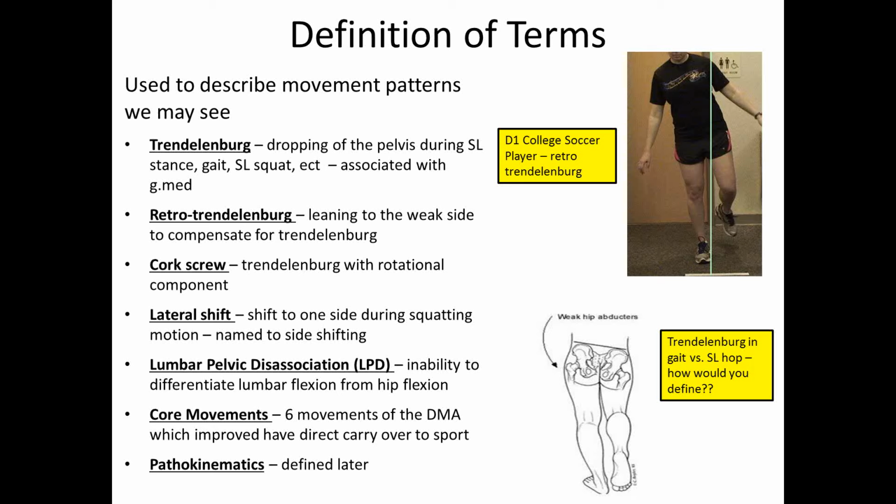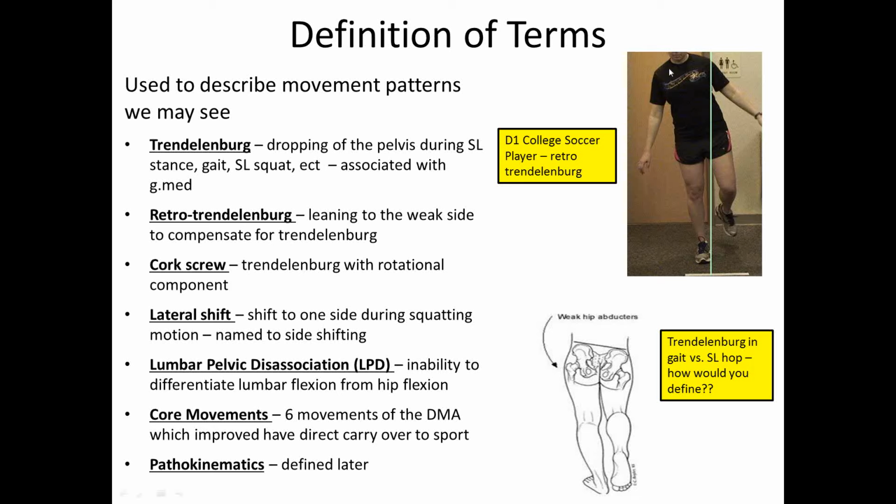It is a dropping of the pelvis. The picture down in our lower right-hand corner shows what a traditional Trendelenburg is. Because of glute medius weakness on the stance phase of this leg, the pelvis drops down in this direction. The Trendelenburg, the retro-Trendelenburg, and the corkscrew is basically a progression of glute medius weakness.